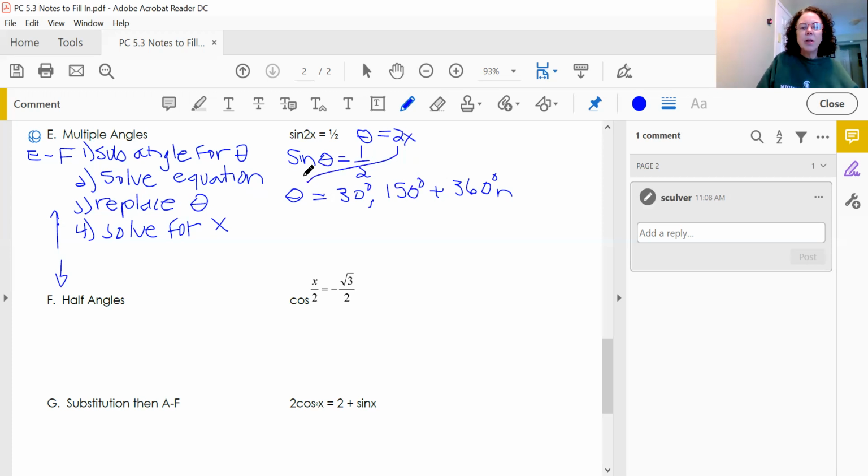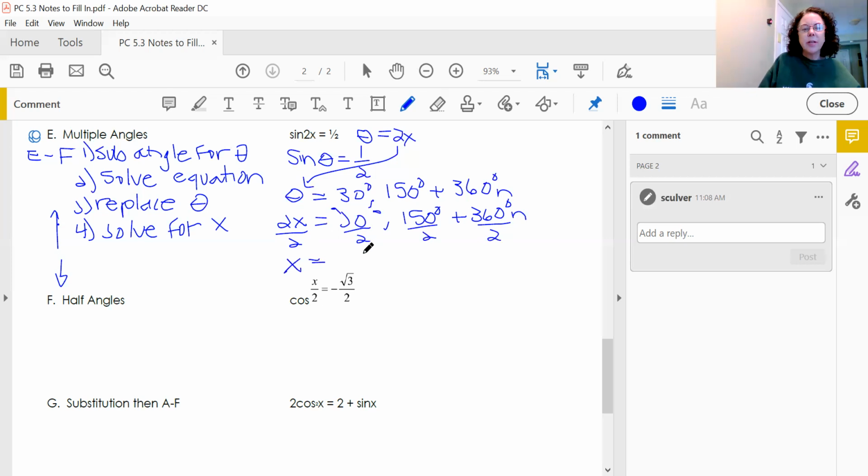Now that I have solved for theta, I can say, my theta was really 2x. Notice now my trig function is gone and I just have angles. So now I can work with the angle 2x. Where I have a theta, I'm going to put in 2x. 2x equals 30 degrees, 150 degrees, and 360 degrees times n. And now all I have to do to solve for x is divide everything by 2. If you notice, I took care of the trig function first, and now I can solve for x.